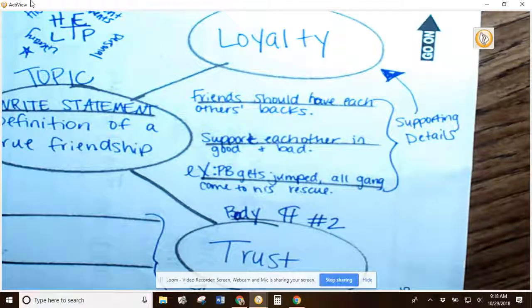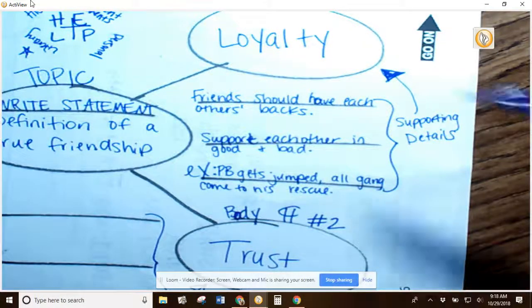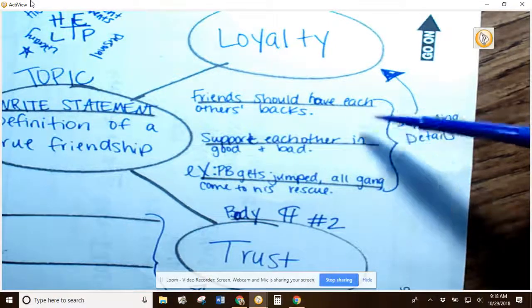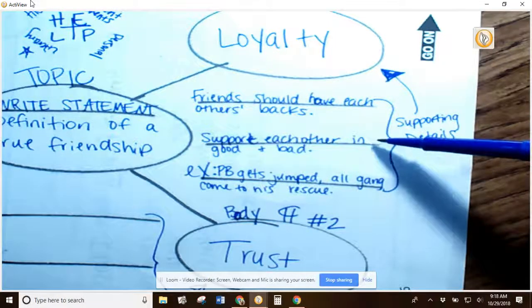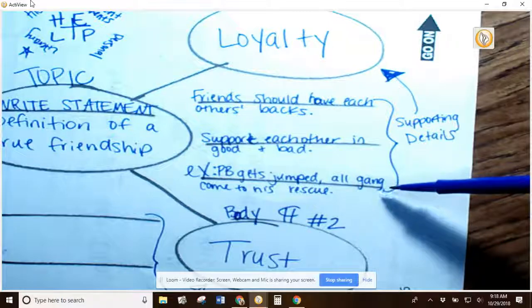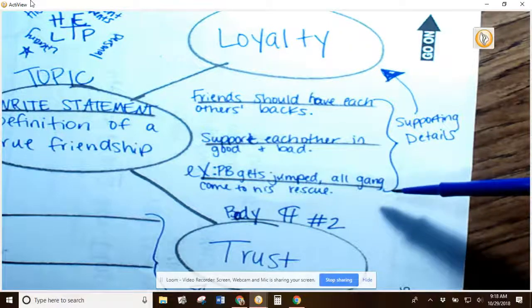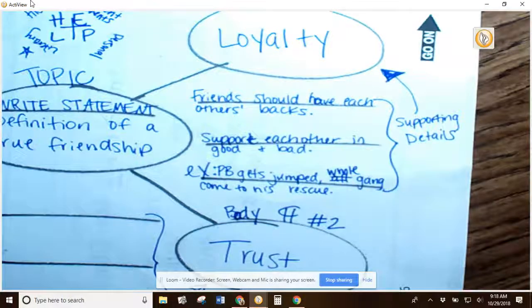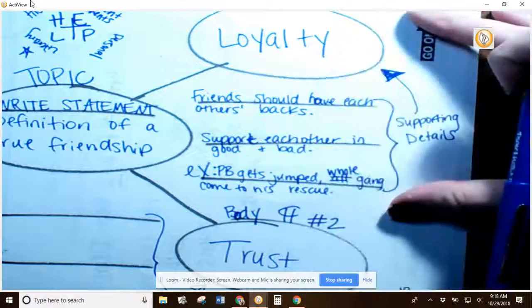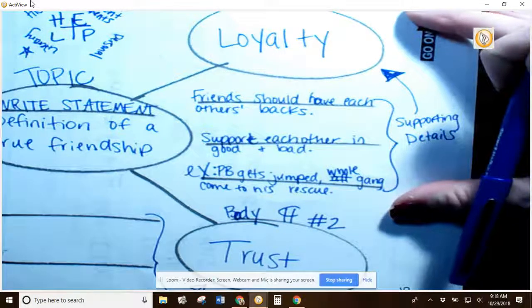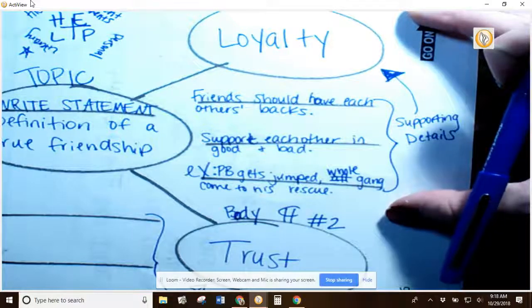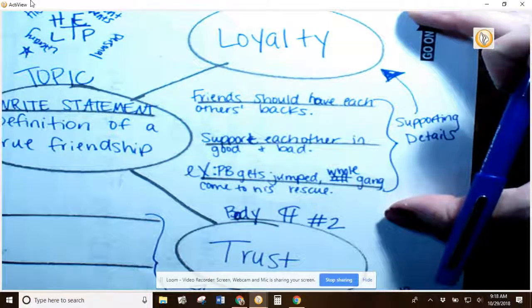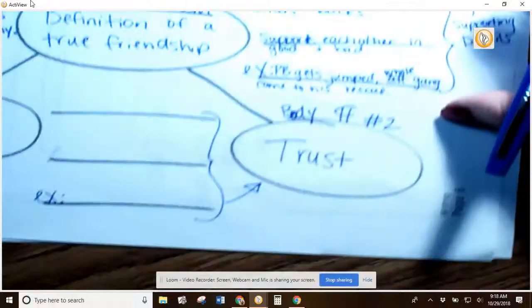So why is loyalty important? Friends should always have each other's backs. They should support each other in the good and the bad. And then our example can be that when Pony Boy gets jumped in The Outsiders, the whole gang comes to his rescue. Okay, make sense? So that's the basis of our first paragraph. We've got most of our main ideas and details for our first paragraph done. Easy peasy. Now let's go to the second one.